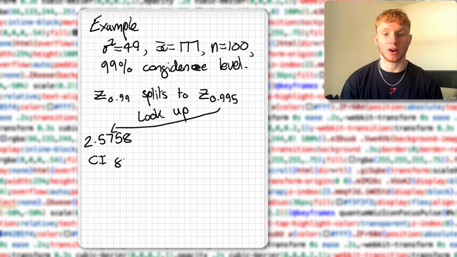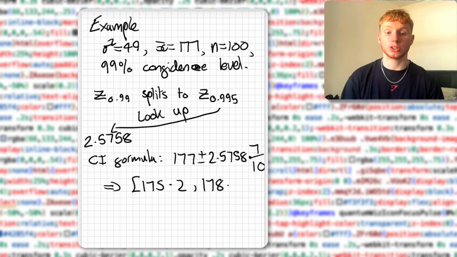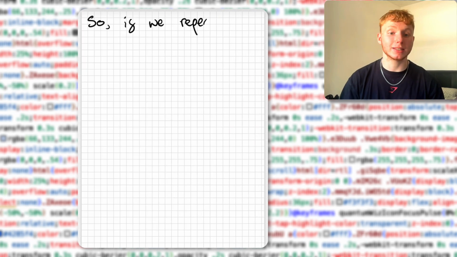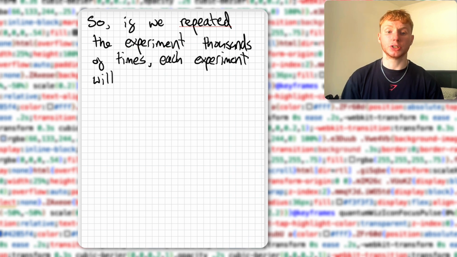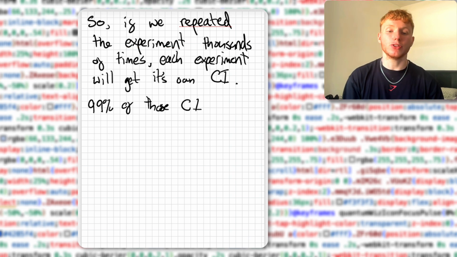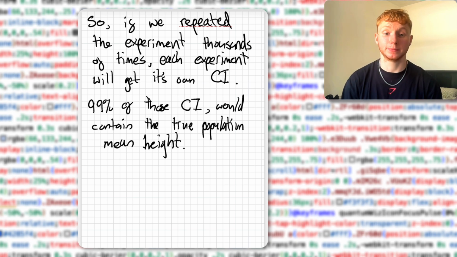Now place that into our values. Mean 177 plus or minus z 2.5758 times square root variance 7 divided by square root n 10. This evaluates to approximately an interval 175.2 centimetres to 178.8 centimetres. This physically means if we repeated this entire experiment thousands of times, each experiment we would produce a different confidence interval. Around 99% of those confidence intervals would contain the true population mean.